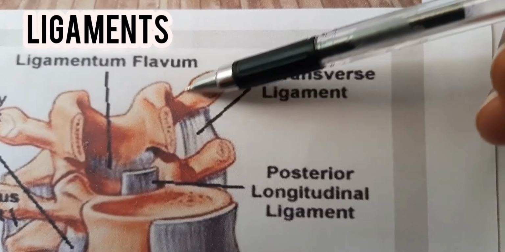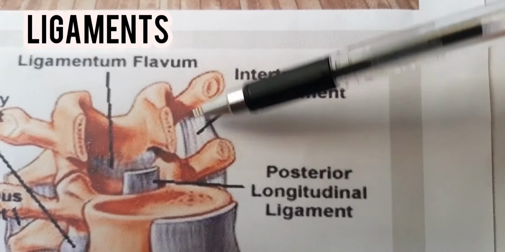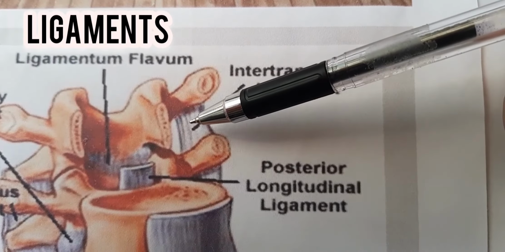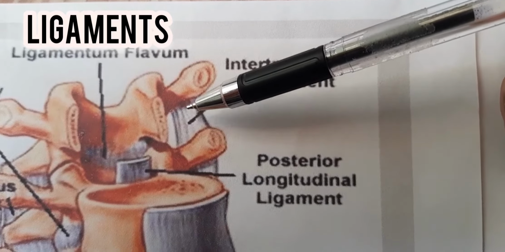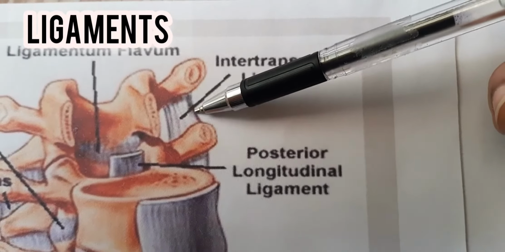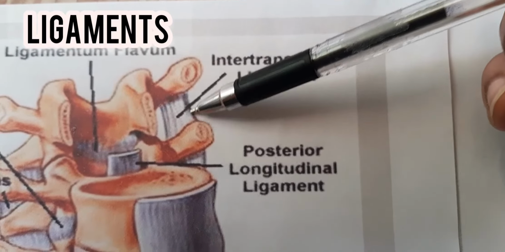Now talking about the interspinous ligament, which attaches these two spinous processes together. This ligament contributes to lumbar spine stability. So it basically gives stability, and it degenerates with aging.